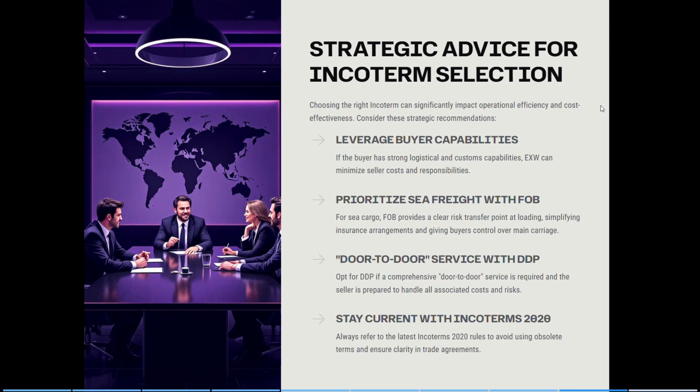Strategy advice for Incoterm selection. While selecting an Incoterm, companies should consider several strategic factors. If the buyer has strong logistics capabilities, EXW may minimize seller costs. For sea freight, FOB offers a clear risk transfer point and flexibility. If a full door-to-door service is required, and the seller can handle the risks, DDP can be an effective choice. Most importantly, businesses should always use the latest Incoterms 2020 rules.